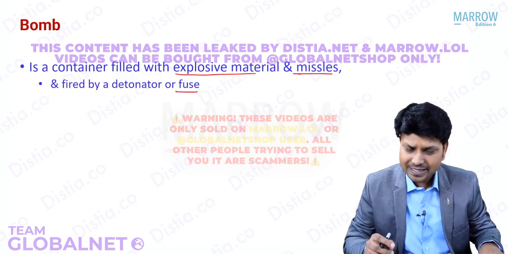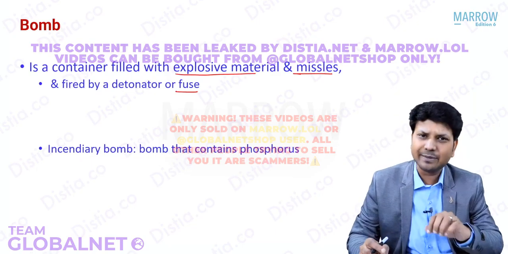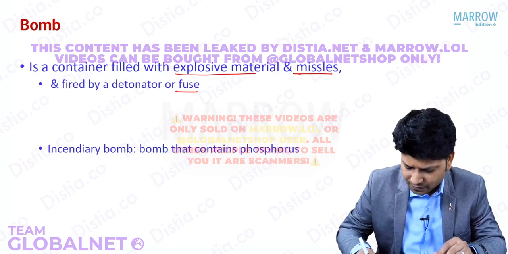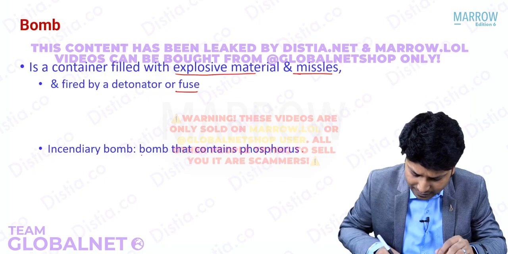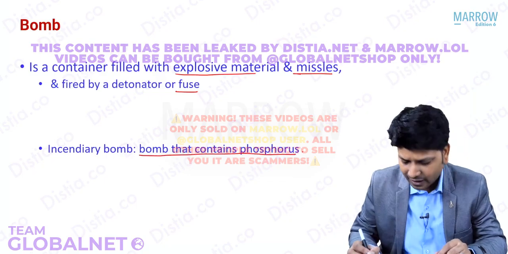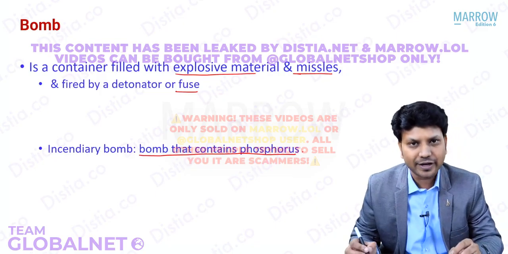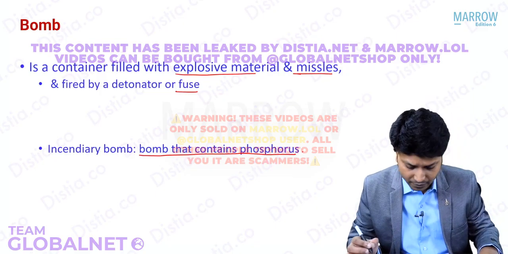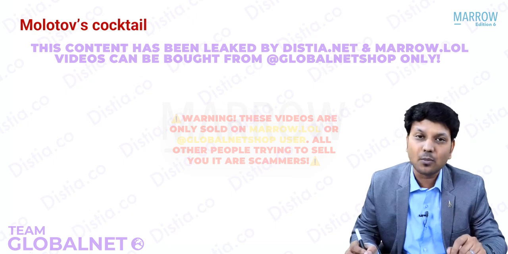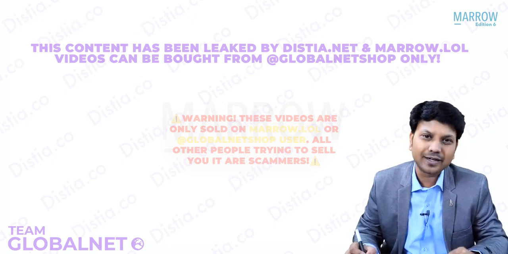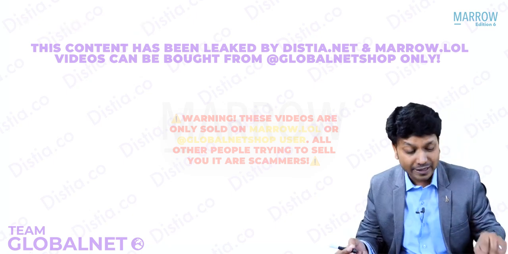You have various types of bomb. What is an incendiary bomb? An incendiary bomb is something that contains phosphorus. When you throw it on somebody, the phosphorus will catch fire. That's called an incendiary bomb. We have one more important thing called Molotov cocktail. What is a Molotov cocktail? It is nothing but a petrol bomb.